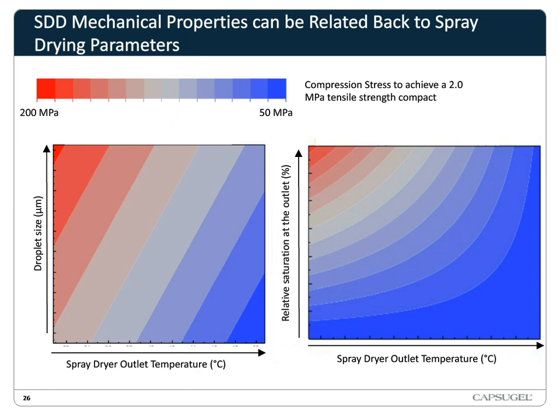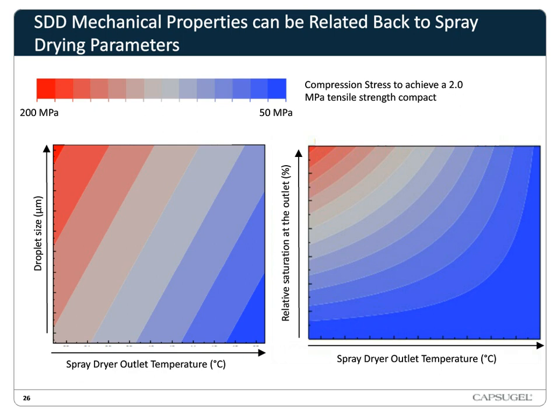Now, this slide shows what we did: we took the DOE and modeled the factors to the responses, and we created these plots. What we're trying to say here is that we can directly relate SDD mechanical properties back to spray drying parameters. In the first plot, we have droplet size and outlet temperature, and the contour lines represent the compression stress needed to achieve a 2 megapascal tensile strength compact.